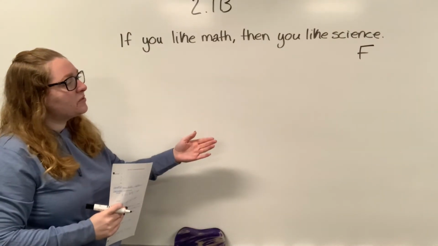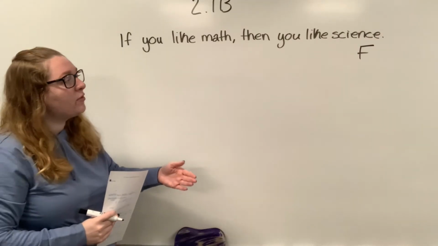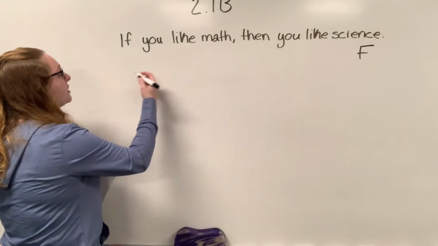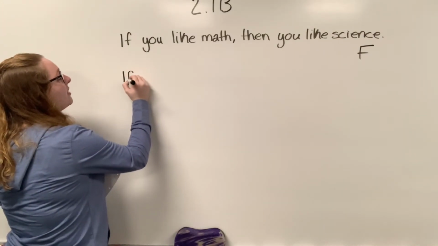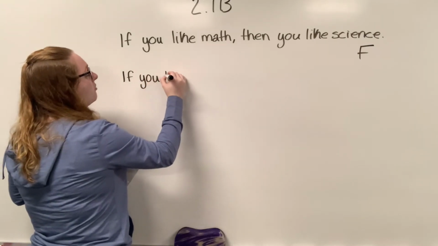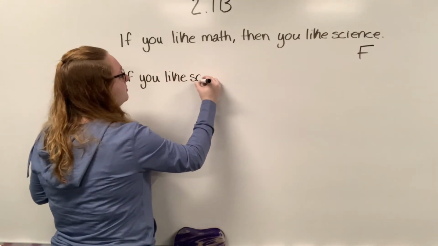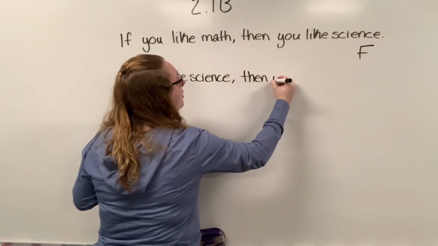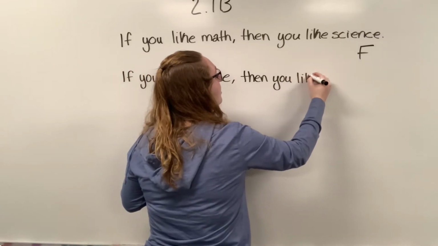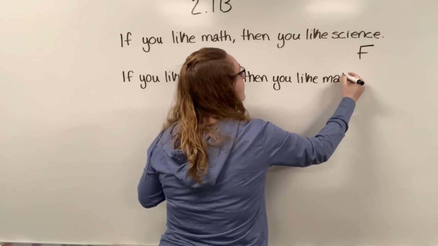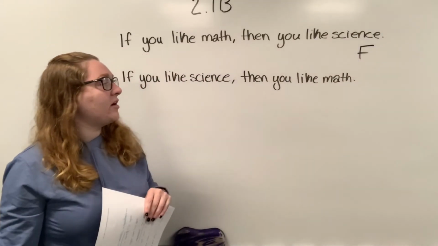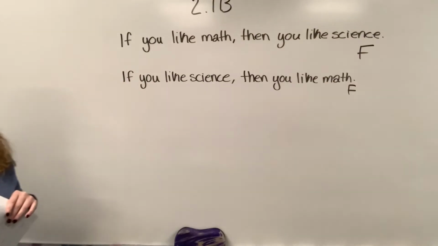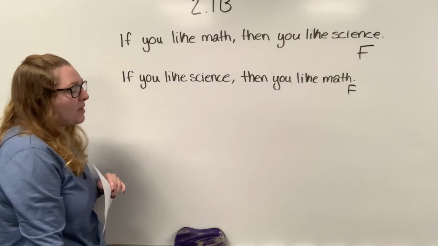So because this statement is false, we cannot write a biconditional statement for it, but we can still write the converse, which is where we flip the hypothesis and the conclusion. So that would turn into, if you like science, then you like math. Which is again a matter of opinion, which is also false. There's no proof that if you like science, you also must like math.